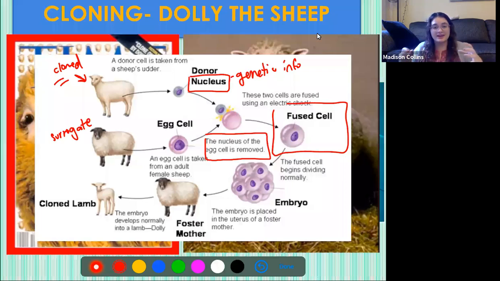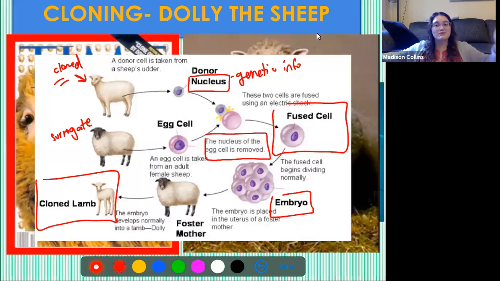So now we've got the egg cell from the surrogate with no genetic information, and we have the nucleus from the clone sheep. So that is where all of the genetic information is from. They combined those, and eventually those cells began dividing as normal until we reached the embryo stage of development. They then placed that embryo back into the surrogate sheep until eventually my favorite, Dolly, was born, and she developed into a normal lamb, and she lived a great life.